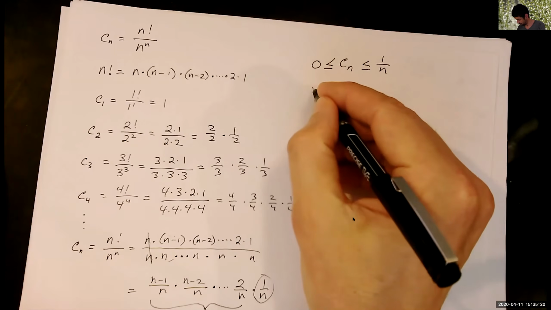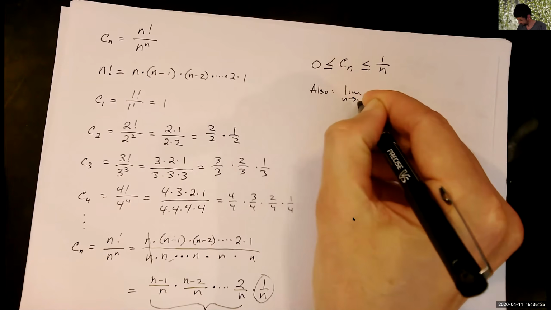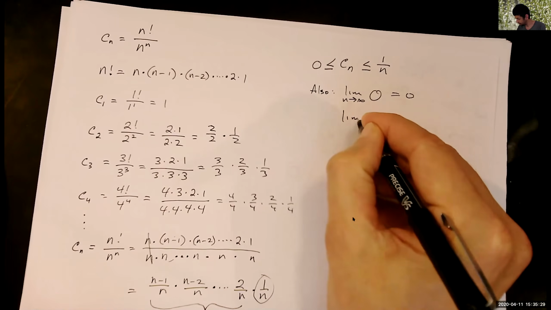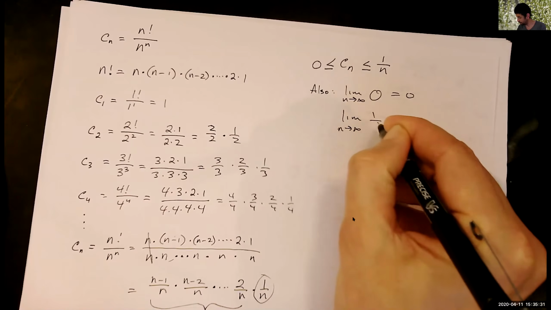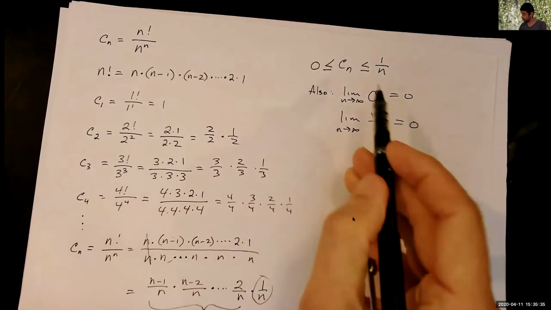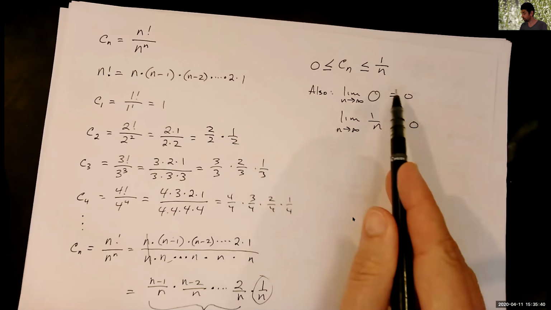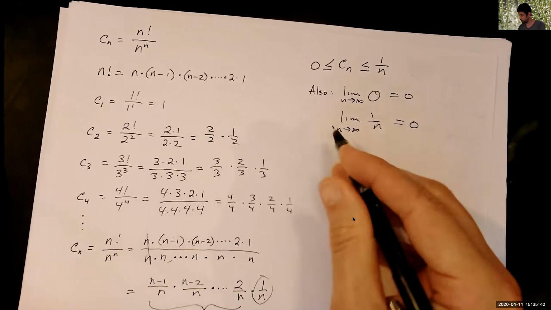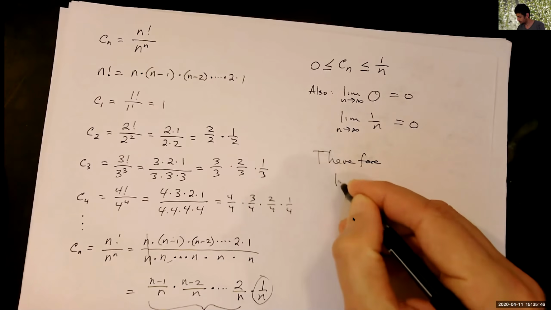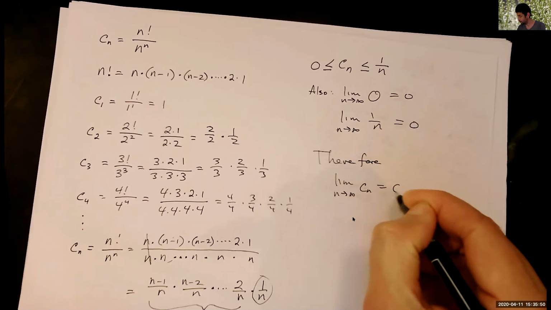Well, also, the limit as n goes to infinity of 0 is 0. The limit as n goes to infinity of 1 over n is 0. So we've got our sequence stuck between two sequences whose limits are 0. The squeeze theorem tells us that the limit as n goes to infinity of c sub n is equal to 0.